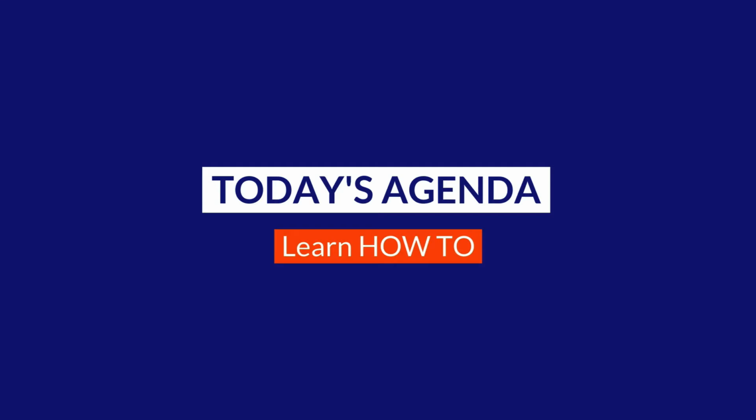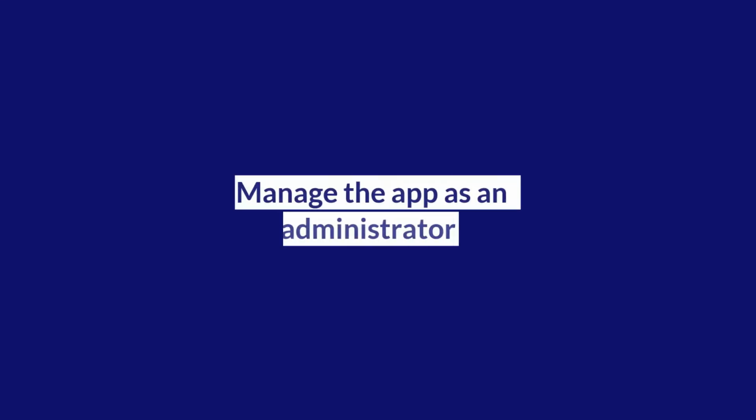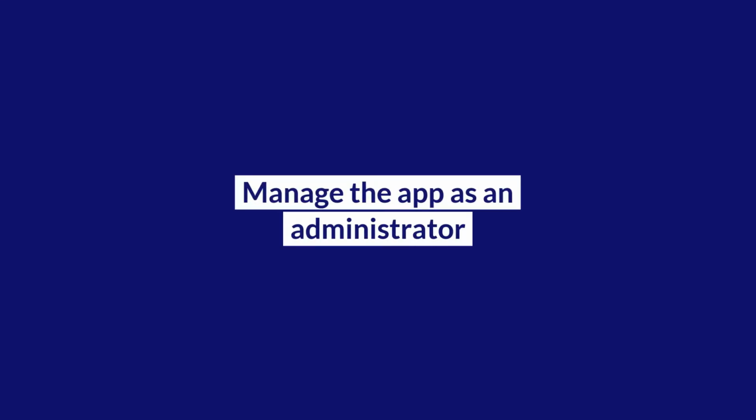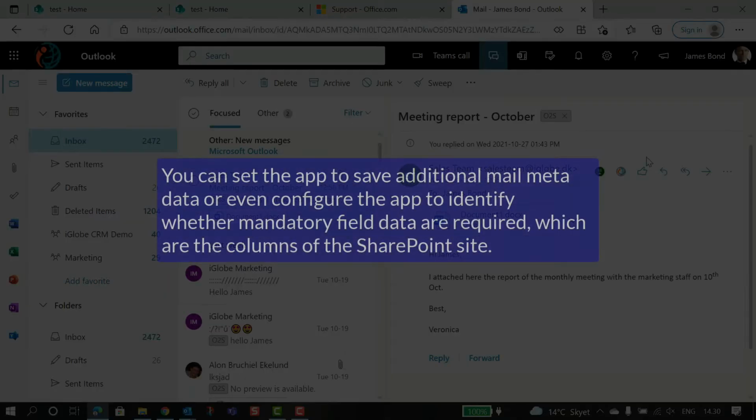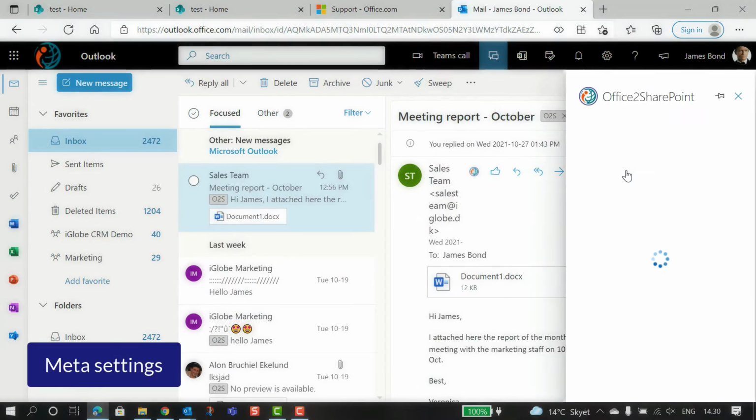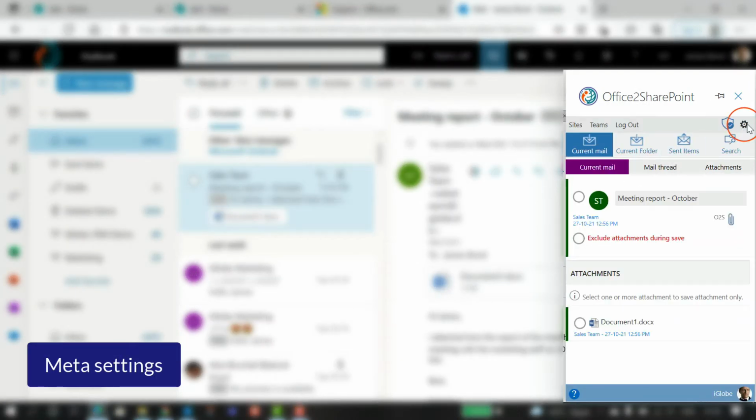This video is dedicated to administrators and all the additional functions and settings. First, we are going to learn how to operate meta settings. If you use Office2SharePoint as an administrator, you can set the app to save additional mail metadata, or even configure the app to identify whether mandatory field data are required, which are the columns of the SharePoint site. In order to do this, click on Settings in the top right corner and select Meta Settings. Then you tick the option you want and save.